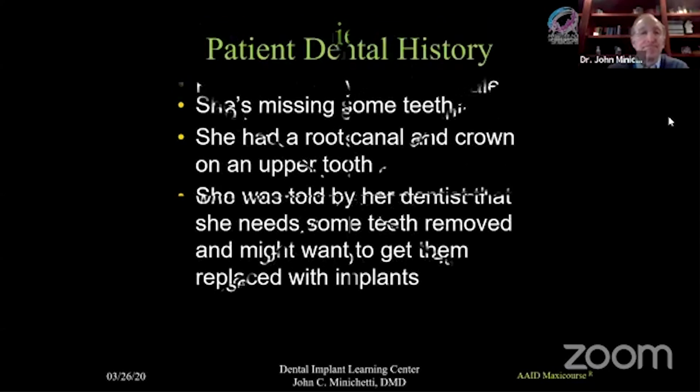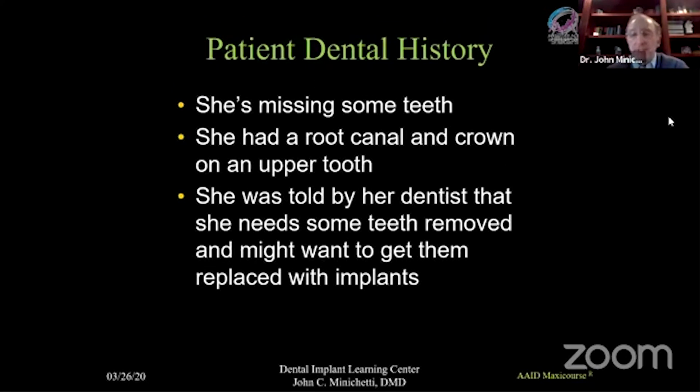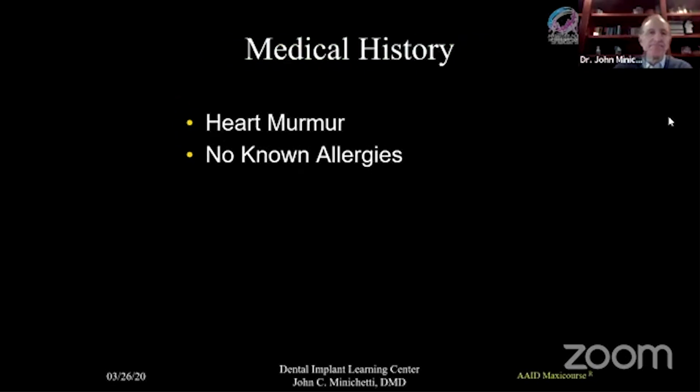A little bit about her dental history, because she wasn't a patient of ours. She was seeing a dentist regularly. She knows she has some missing teeth. She's had a root canal in the past with a crown on her upper area. And she was told by her dentist that eventually some of her teeth are going to get loose and fall out, and she should really think maybe about doing some implants. So that's what motivated her to seek our advice.